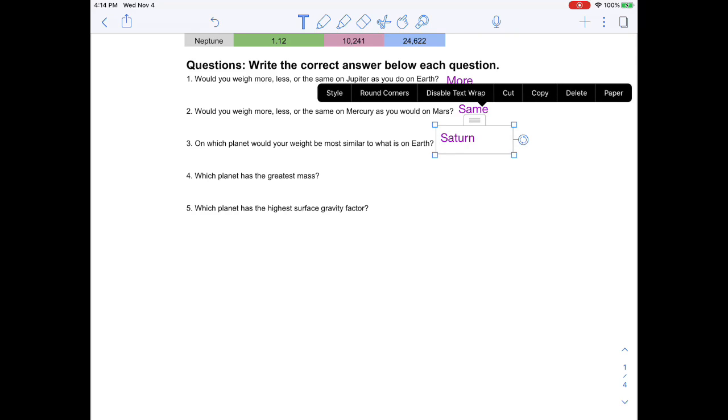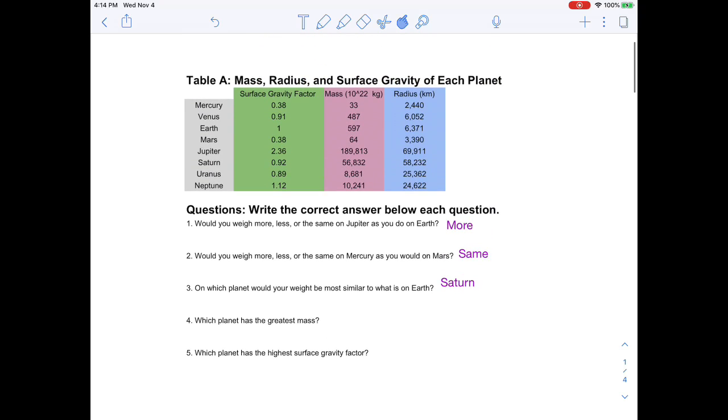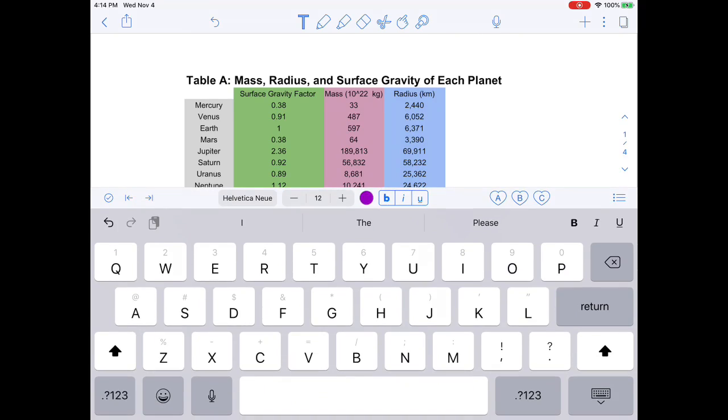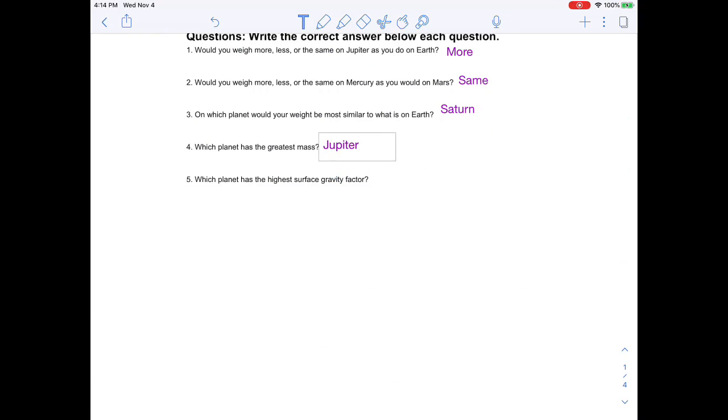All right. Question number 4 says, which planet has the greatest mass? Now I'm looking at the pink mass column, and clearly Jupiter is the planet with the greatest mass, with 189,813 kilograms times 10 to the 22nd. So it's huge, it's super massive. I'm going to put in Jupiter right here.